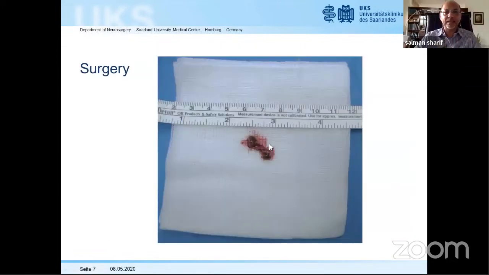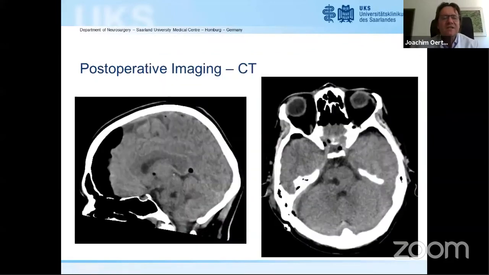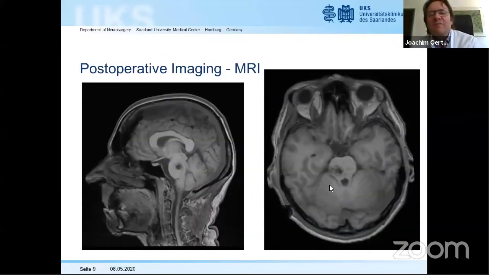Very nicely done. Any questions? This is the histology. This is the cavernoma. Histology revealed cavernoma, as I said. And this is the post-op CT. And this is the post-op MRI from today.